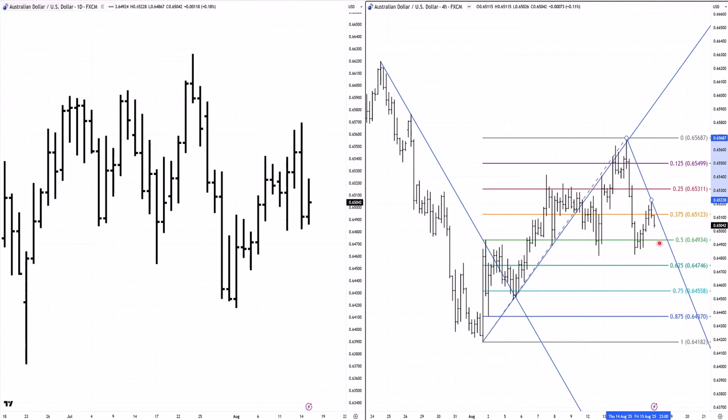So as long as we hold above that 50%, I would be looking for an opportunity to go long at some point next week if it arrives and if I can take a low risk trade there. I'll talk more about that a little bit later on in the video.